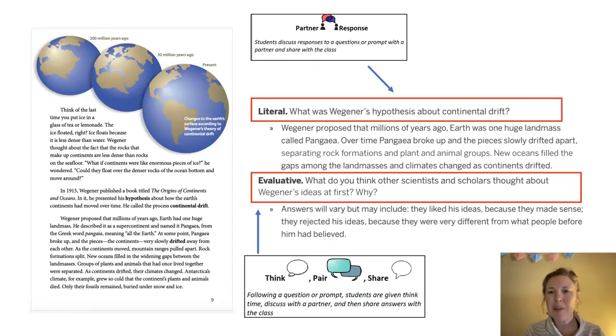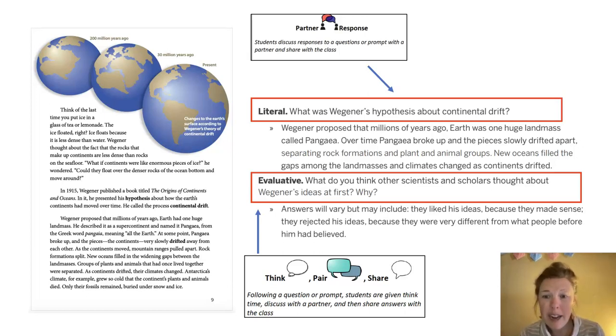In this model, I will use the active engagement strategies partner response and think, pair, share when asking the discussion questions. Both of these routines are explained and modeled in the active engagement strategies for reading and discussion video in the Wakelet.